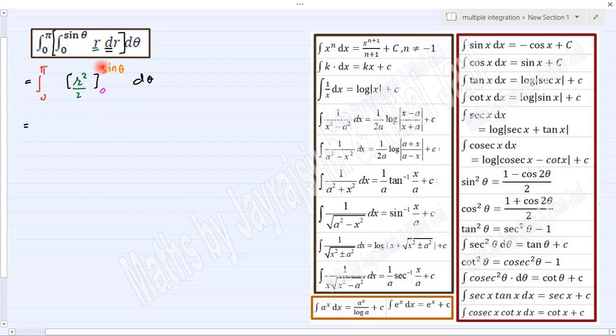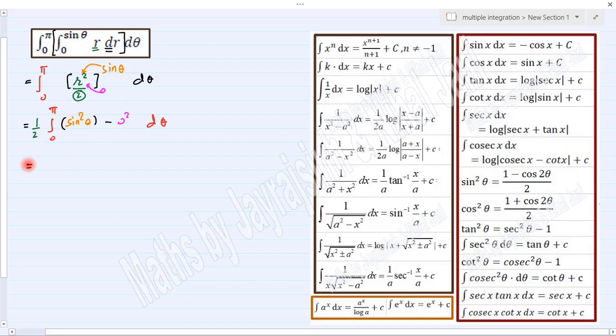Okay. Substitute the upper limit instead of r, so we will get sine square theta, minus, substitute the lower limit and you will get 0 square. This 1 by 2 is a constant. We don't have to worry about it. So take it outside of the integration.